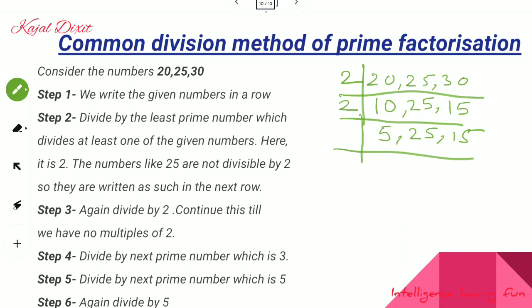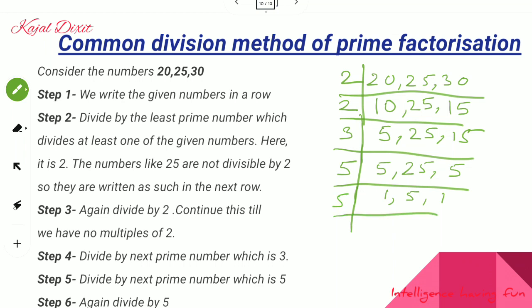Now this time 2 is not going to divide any of the three numbers 5, 25 or 15. So this time we will choose the next prime number, that is 3. 3 is not going to divide 5, 3 is not going to divide 25, but 3 is going to divide 15 and it will give the result 5. Now this time 3 is also not going to work because it is not dividing any of the 3 numbers. So we will move on to the next prime number, that is 5, and 5 is dividing all the 3 numbers like this. Again we just use 5 so that we get 1, 1, 1 in the end.